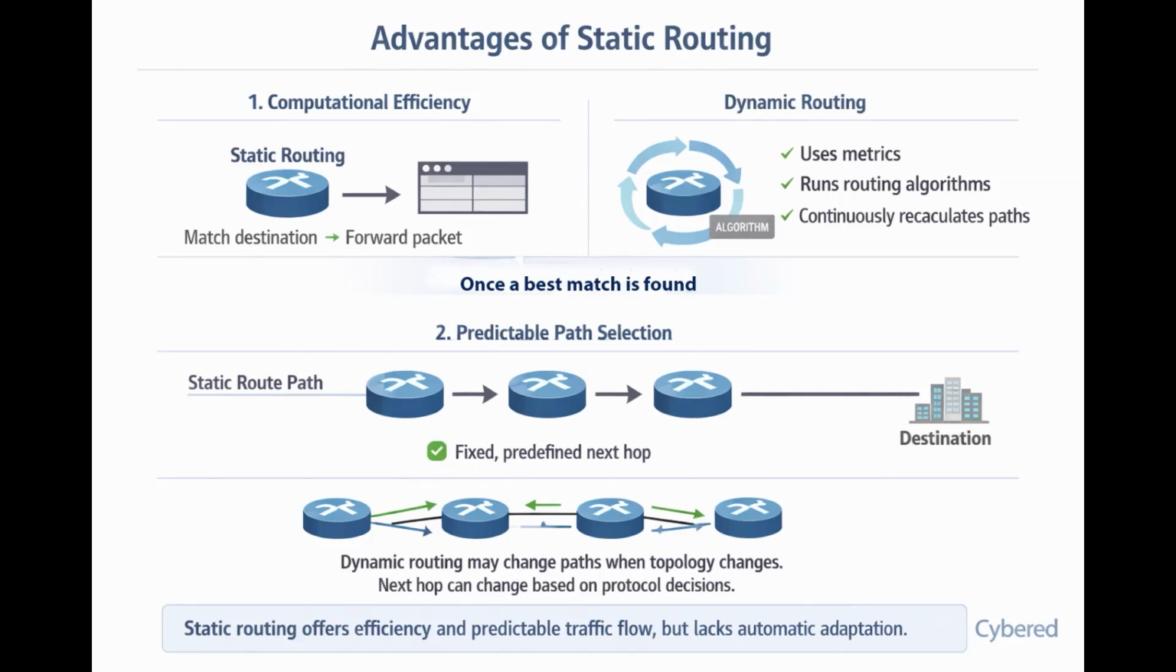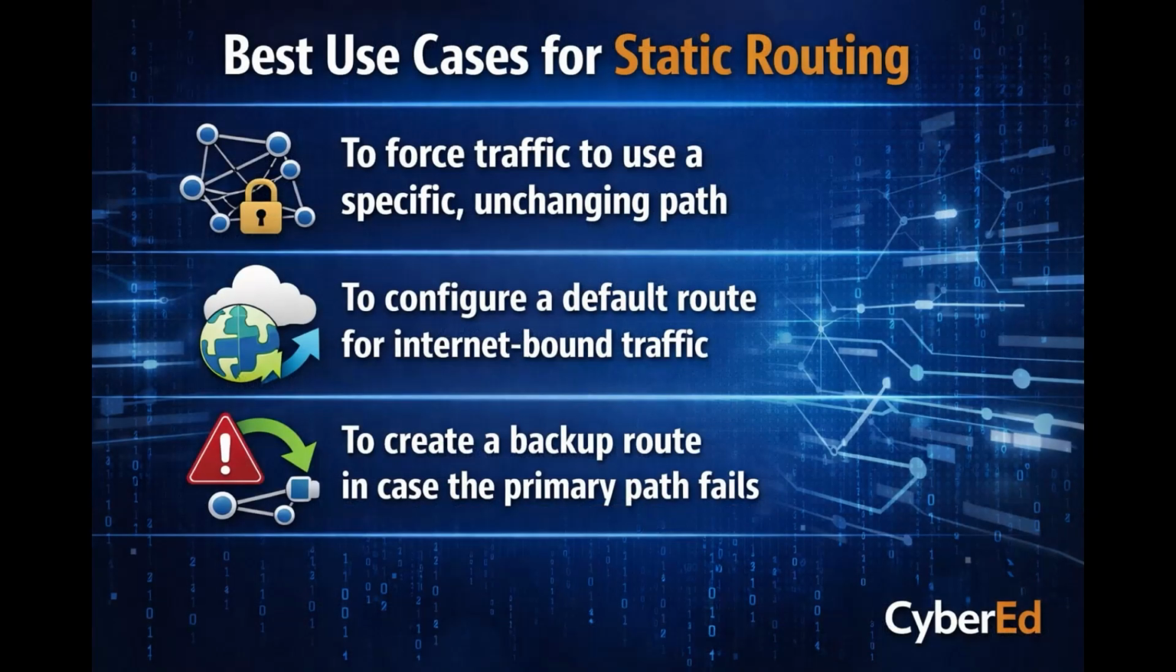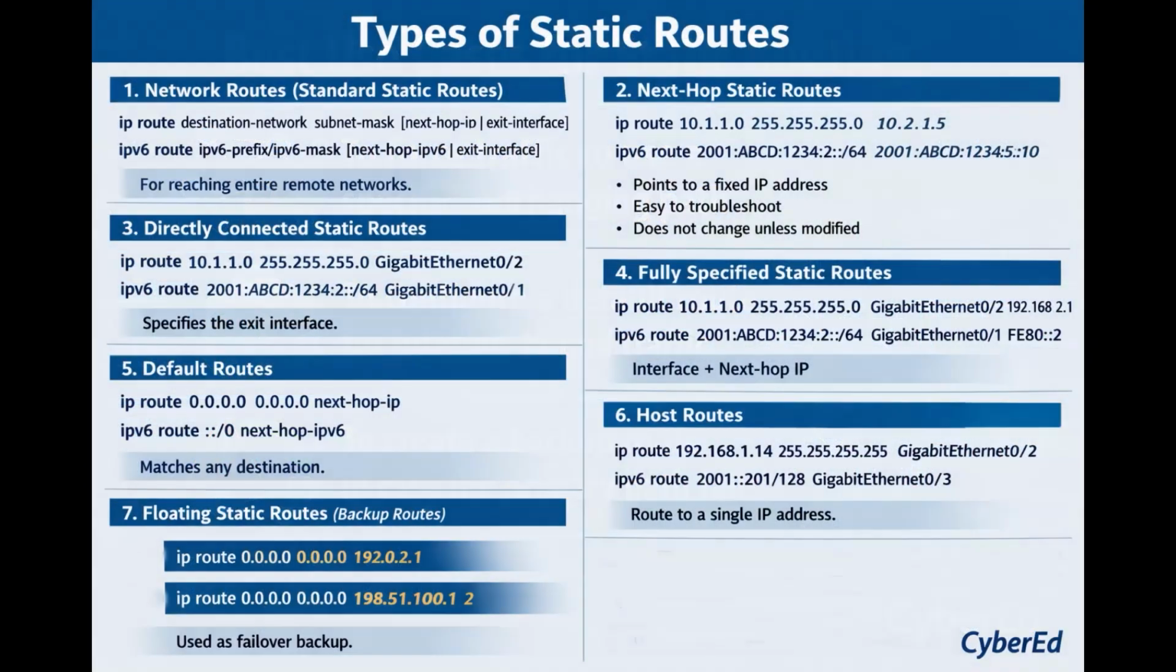In contrast, dynamic routing protocols may change paths when the network topology changes, which can alter the next hop based on protocol decisions. The best use cases for static routing are to force traffic to use a specific, unchanging path, to configure a default route for internet-bound traffic, and to create a backup route in case the primary path fails. In the following sections, we'll explore the different types of static routes and learn how to configure them on Cisco IOS routers.